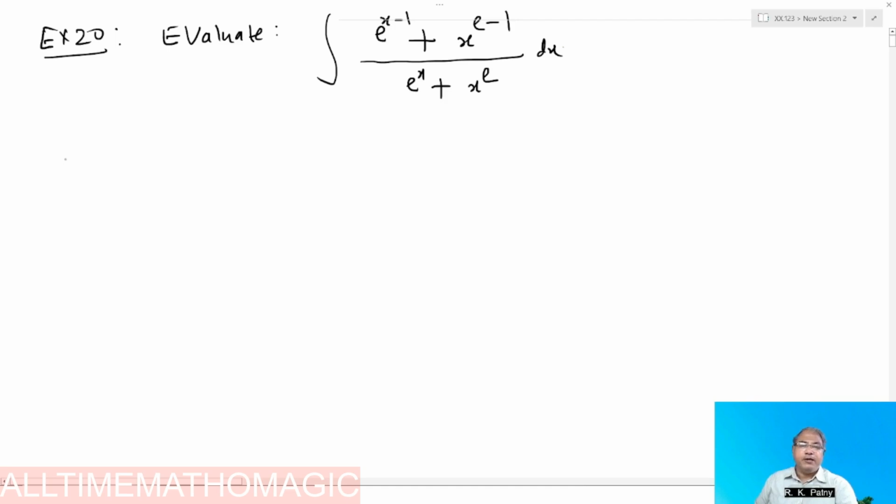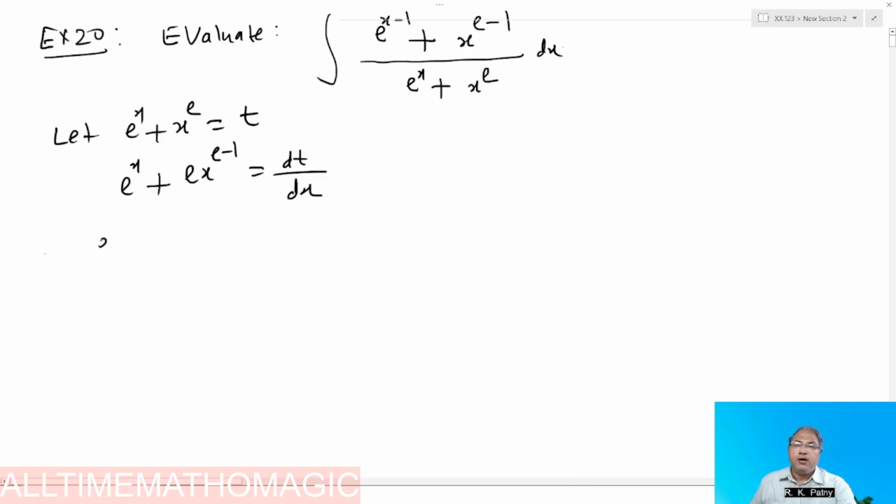Example 20. Evaluate the integration of e raised to x minus 1 plus x raised to e minus 1 upon e raised to x plus x raised to e with respect to x. Let e raised to x plus x raised to e equal t. Now the derivative of e raised to x is e raised to x, and the derivative of x raised to e is e x raised to e minus 1, equals dt by dx.